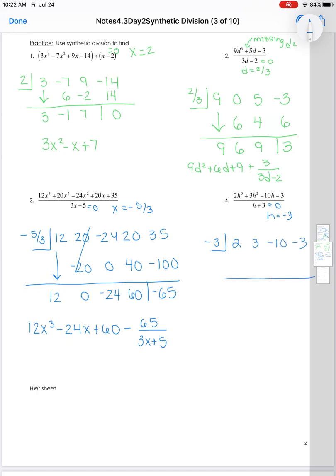So for this one, we have 12x to the third. We're not going to write 0x squared. We're going to jump right to negative 24x plus 60 minus 65 over the 3x plus 5 for that one.